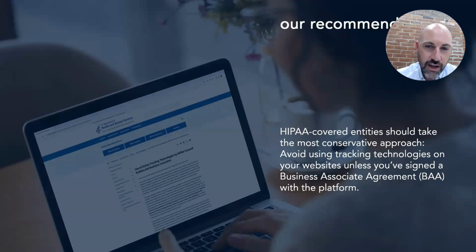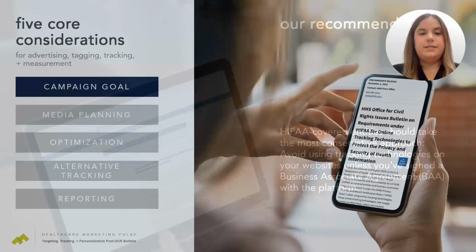And so I'd love to hear from Elise first on a number of considerations around advertising, tagging, tracking, and measurement. What are some of these considerations that we ought to take into account for each of us who are responsible and have these sets of objectives at individual health systems? Elise? Yeah, thank you, Jim.